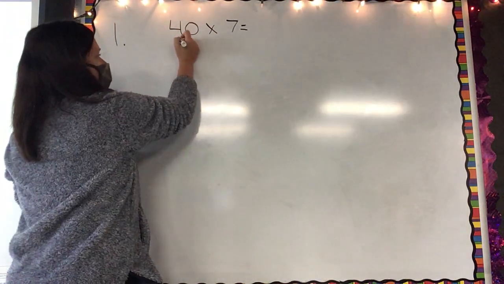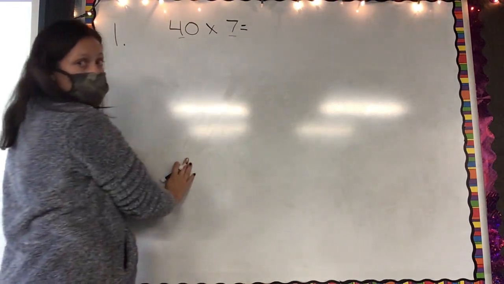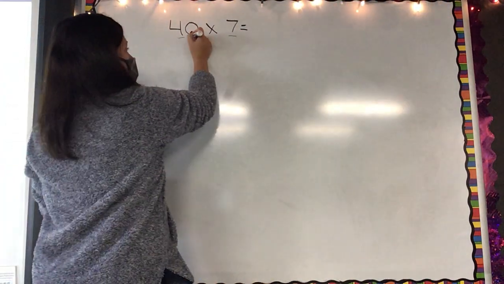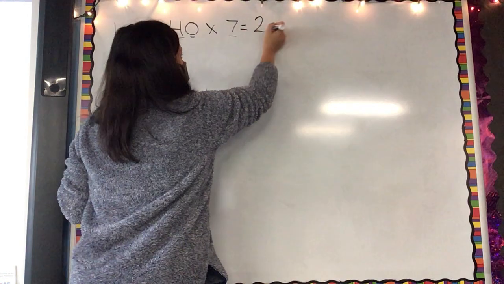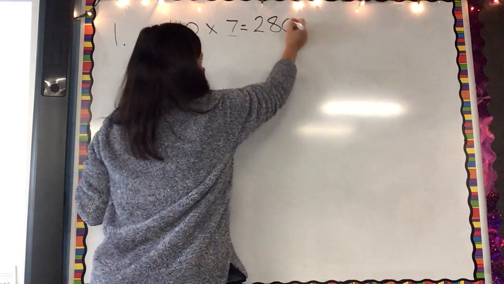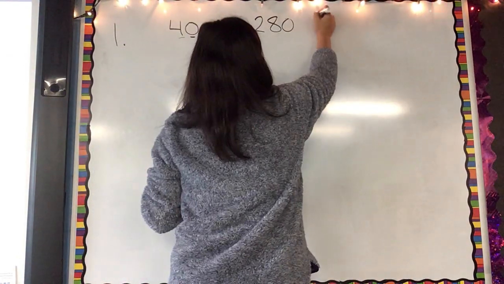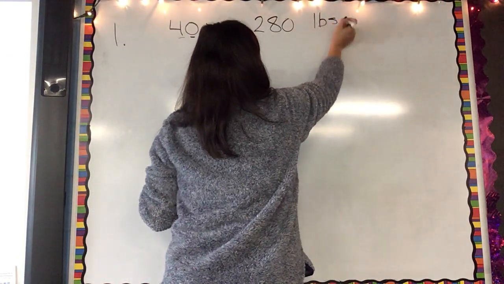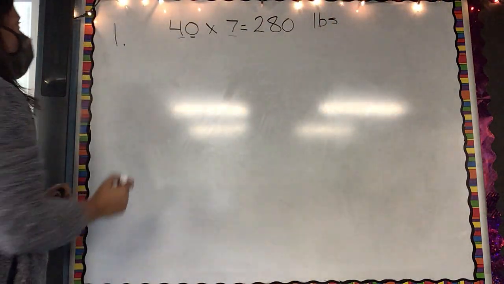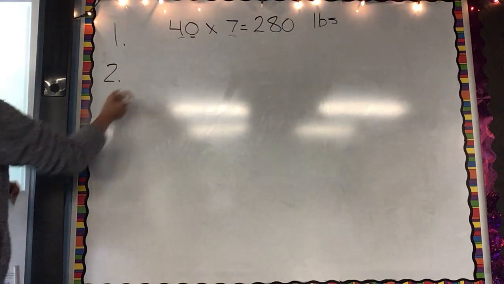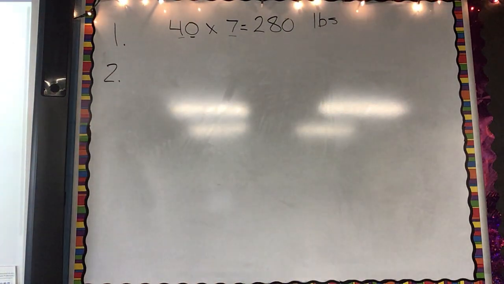I can do this mentally because I can do what's 4 times 7? 28. And then I add my? 0. So this 280 is what? 280 pounds of food. Good. And I'm going to abbreviate LBS for pounds. Very nice. All right, number 2.